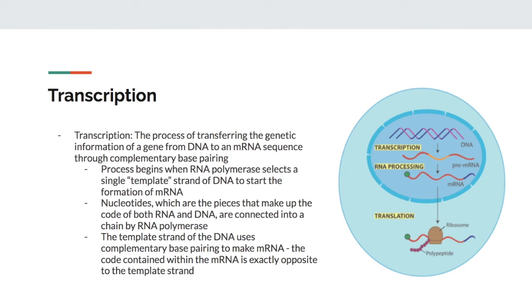It is made by transcription, which is the process of reading our DNA. The process begins with an enzyme called RNA polymerase, which selects a single template strand of DNA to start the formation of mRNA. Nucleotides, which are the pieces that make up the code of both RNA and DNA, are connected into a chain by RNA polymerase. The template strand of the DNA uses complementary base pairing to make mRNA. The code contained within the mRNA is exactly complementary to the template strand.